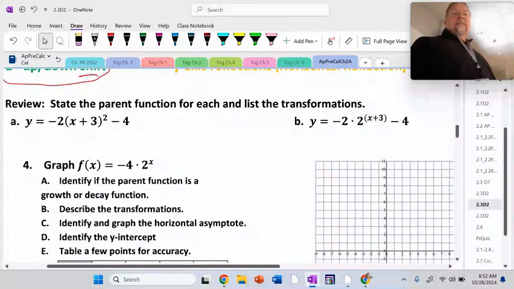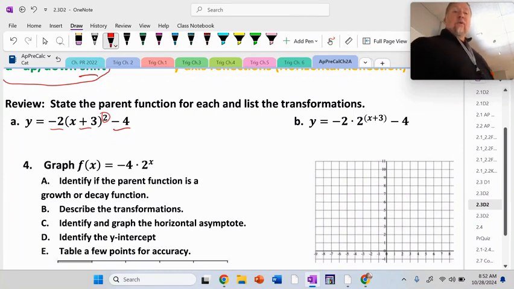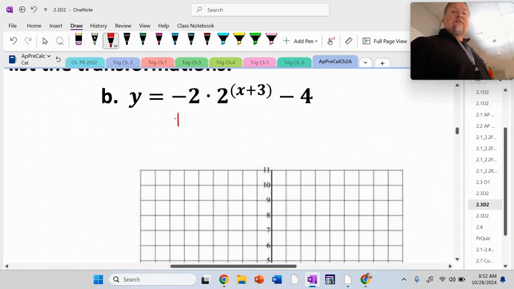So when we look at this, these are identical transformations, but this is a quadratic. So that would be a u. But now I have an exponential with the same numbers. So these have the same transformations. This is a flip over the x-axis. Reflection's a better math word.